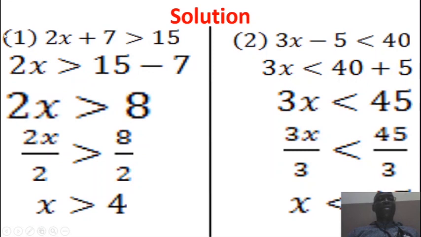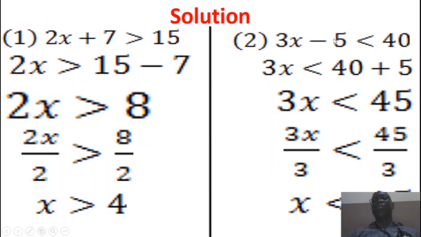So 15 minus 7 is 8. We are now left with 2x being greater than 8, so that when we divide both sides by 2, we get that x is greater than 4. In the second inequality, we are given 3x minus 5 to be less than 40.